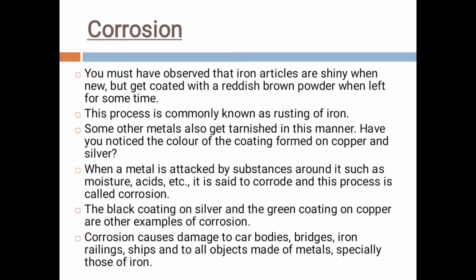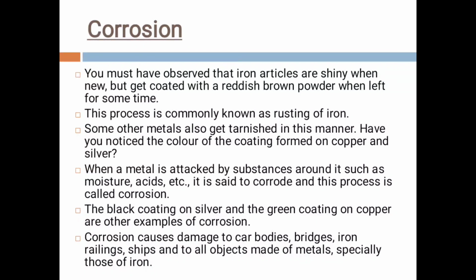Now, we said a brown coating is the rusting of iron, and we also said there's corrosion or tarnishing of other metals as well. What is the result of that? If it's silver, then a black coating is found on silver, and if it's copper, a green coating is found on the copper metal. These are examples of corrosion.